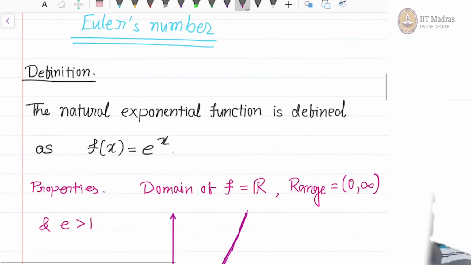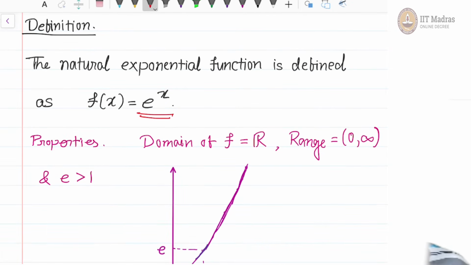A natural exponential function is defined as f of x is equal to e raised to x. Then you may ask a question: what are some interesting properties of this natural exponential function? Now the properties will be very similar to the exponential function that we have studied, but it is special in some sense. We will see its specialness when we study some special properties of this natural exponential function e raised to x. Let us list all the properties. The domain of f, the domain of this function, will be the set of real numbers, and the range of the function is the positive real line, that is 0 to infinity.